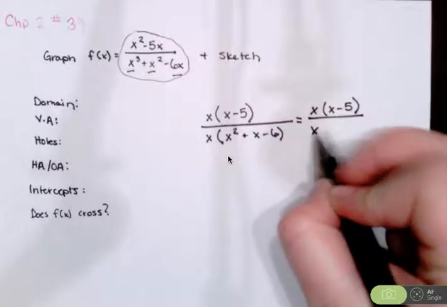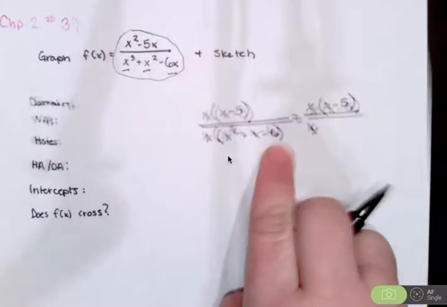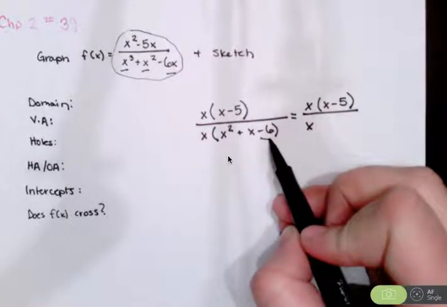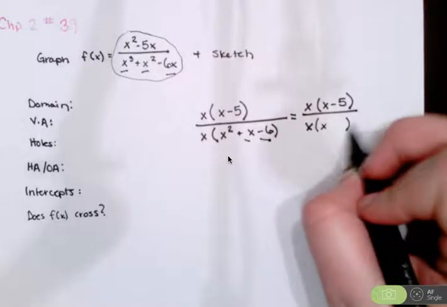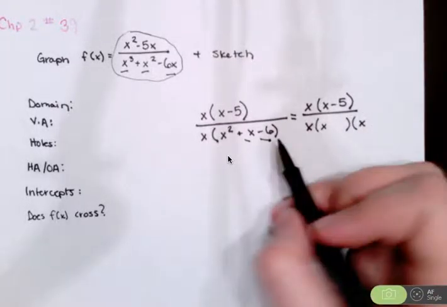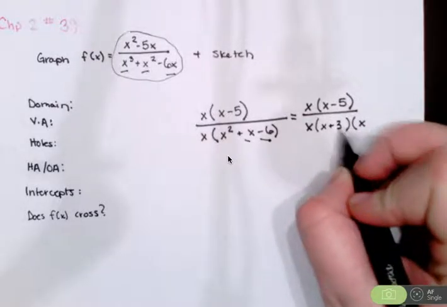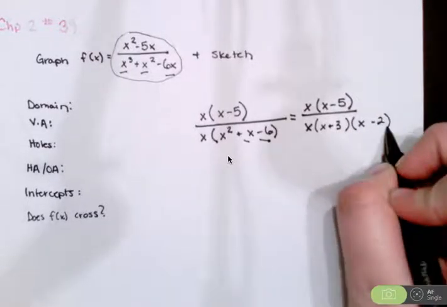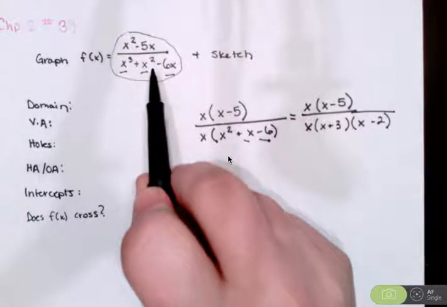We know our top is completely factored. Well, I still have this x, and then this is a quadratic, so I can just factor like a normal quadratic. So you ask yourself, what multiplies up to negative 6, but adds up to 1? So I'll set up my parentheses. Something that multiplies up to negative 6 and adds up to 1 is positive 3 and negative 2. So that's the factored out version of my original function.